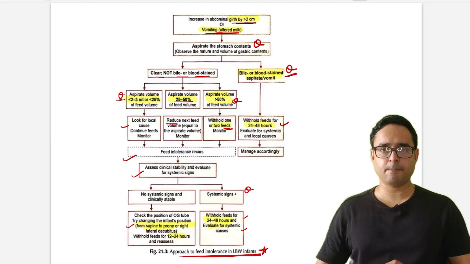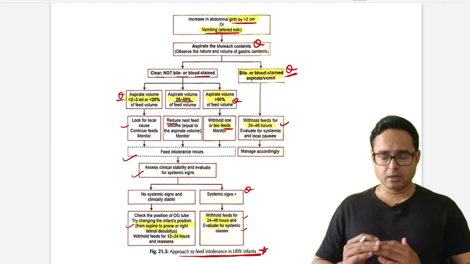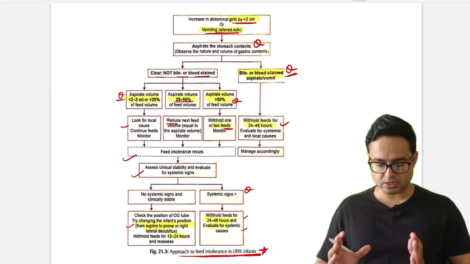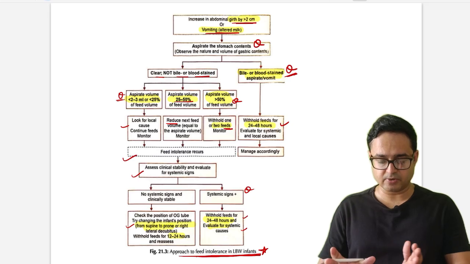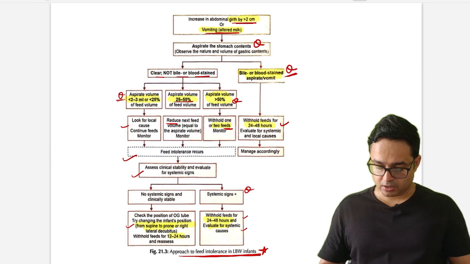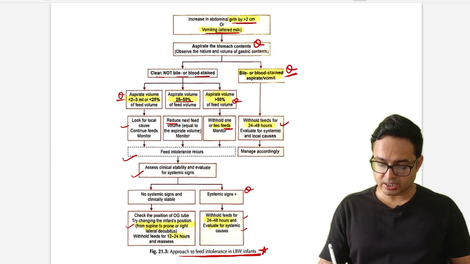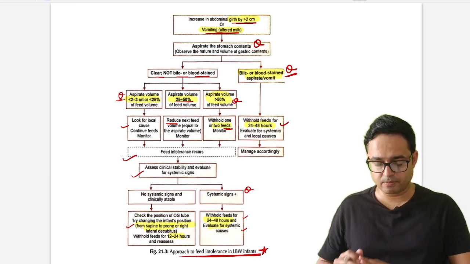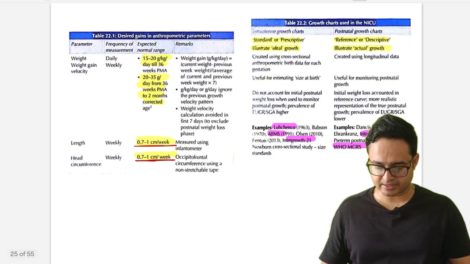This flow chart looks simple, but trust me, when a long clinical scenario, a long stem based question is made, people generally tend to get confused. So just be aware of these criteria: the aspirate volume, bile staining, and other things. You have to remember, because one question can be made: if the gastric contents are bile stained but are less than 25% of feed volume, what will you do? You'll just monitor. No, you have to stop feed for 24 to 48 hours, like that.